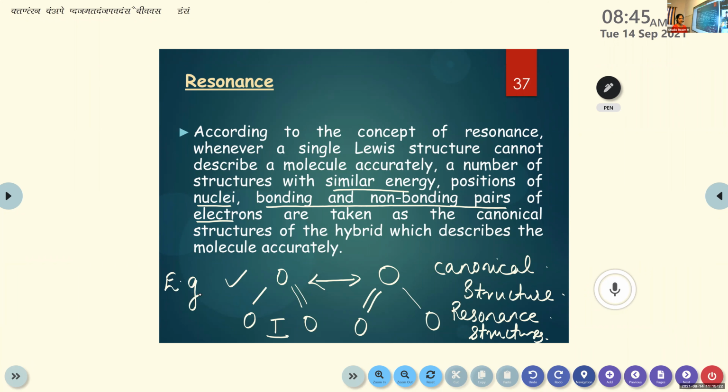And the conditions are they should have the same energy and there will be no change in the position of nuclei, and bonding and non-bonding pairs of electrons should be represented. So such structures are known as canonical structures or resonance structures. Clear? That is the concept of resonance.